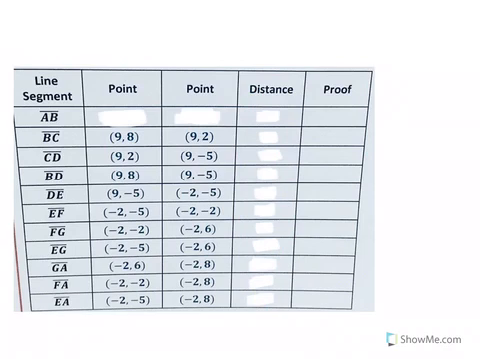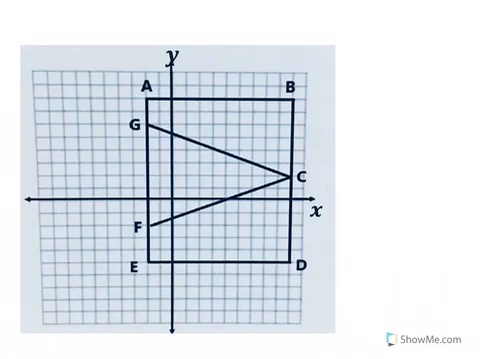So we want to find the distance between the points. Let's look at line segment AB, and remember, a line segment is just a line that has two endpoints, like it doesn't go on beyond that. If it was a line, it would have arrows indicating that it goes on in both directions. If it was a ray, it would end here but go on in one direction. So for line segment AB, let's go back and take a look.